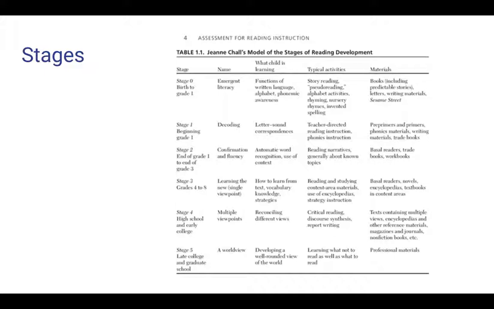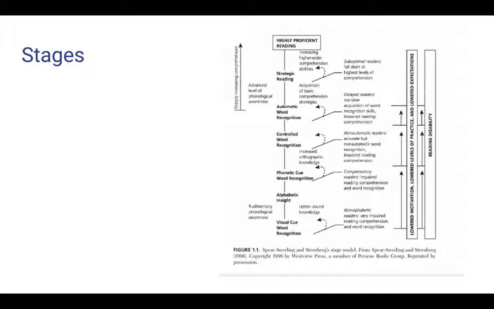So I'm going to show you a couple of other stage models. This is the Spear, Swerling, and Steinberg stage model that seeks to demonstrate the ongoing relationship between discrete skills such as phonemic awareness, word recognition, and strategic reading, such as monitoring your own understanding, being able to summarize, things like that. And it demonstrates that skill gaps in the lower skills really begin to limit a student's ability to become highly proficient.